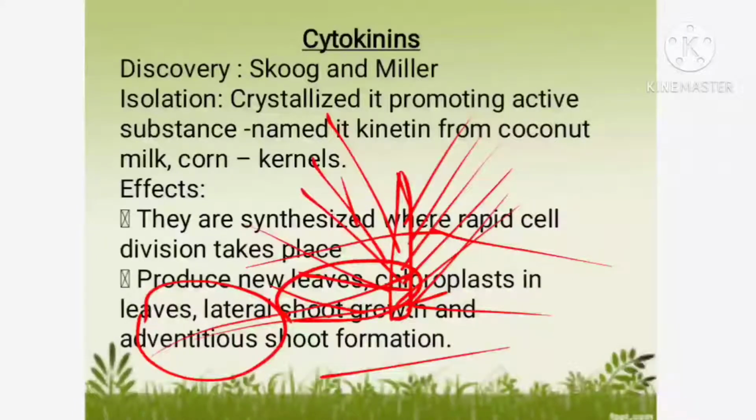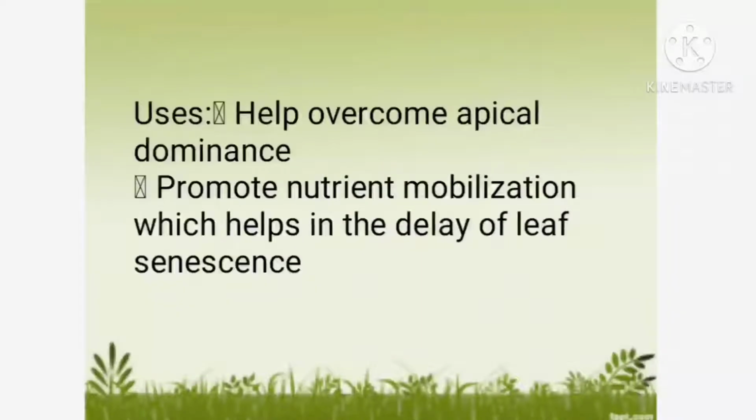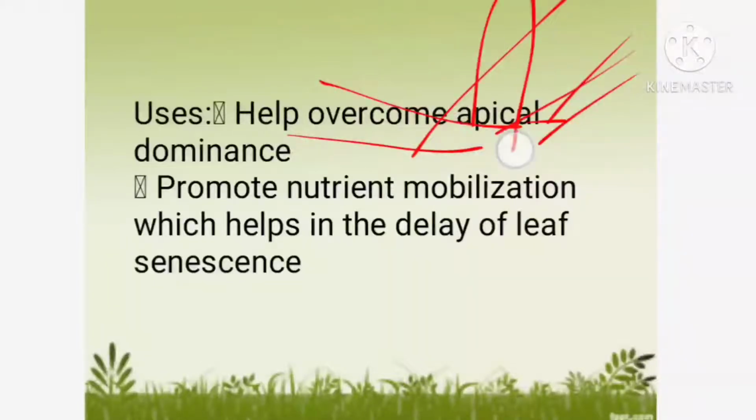The cytokinin. Its use: it overcomes apical dominance. So if you are applying the cytokinin, the apical dominance is stopped, and the plants will grow on the lateral side more than on the apical side.